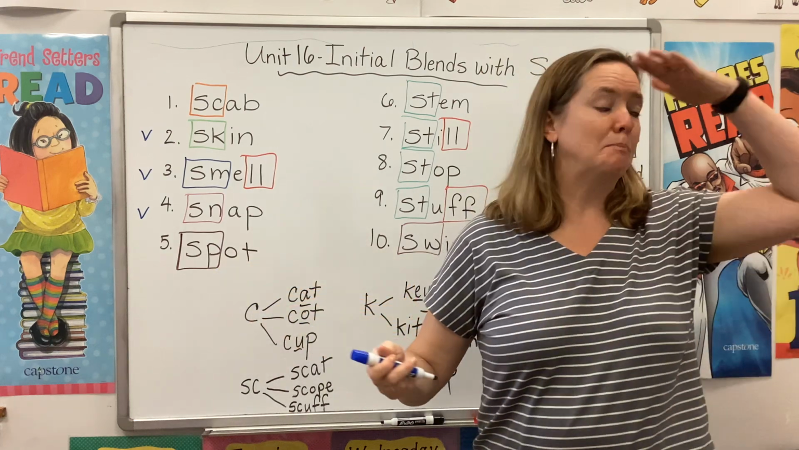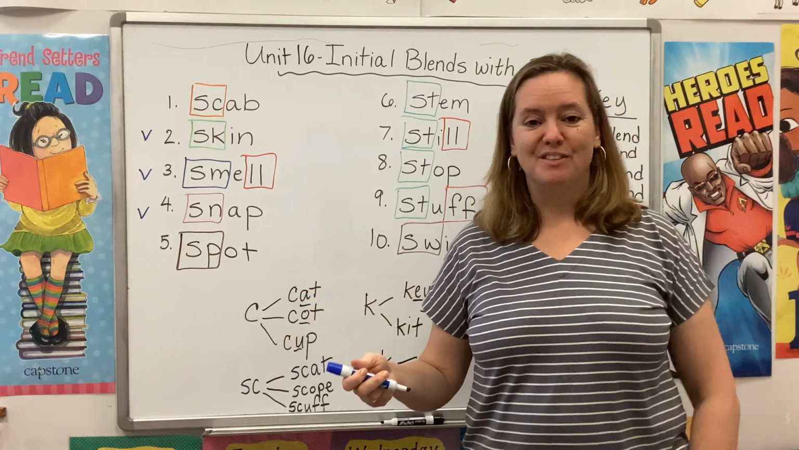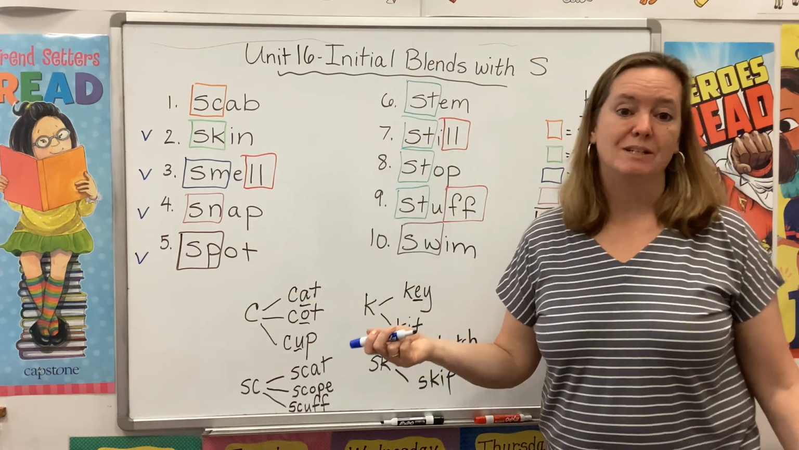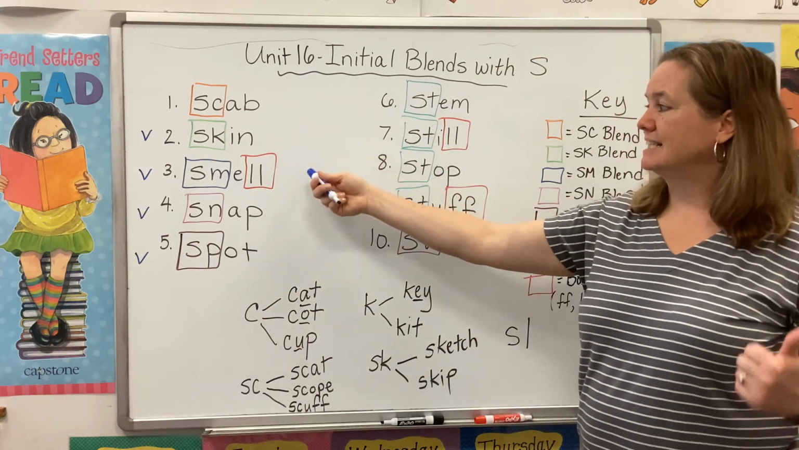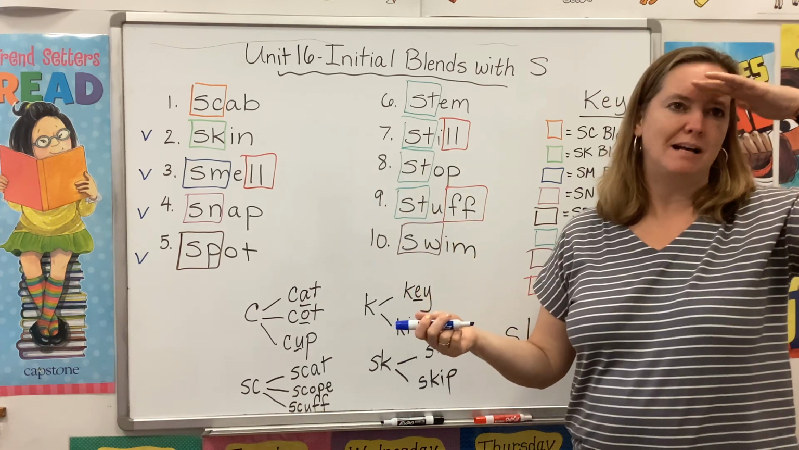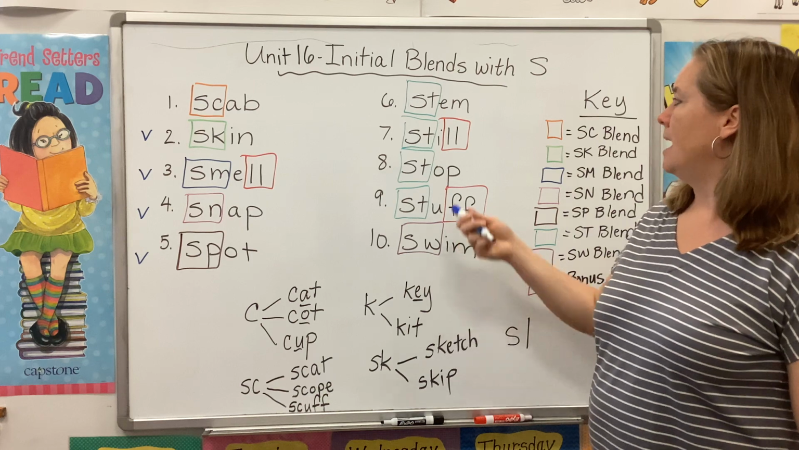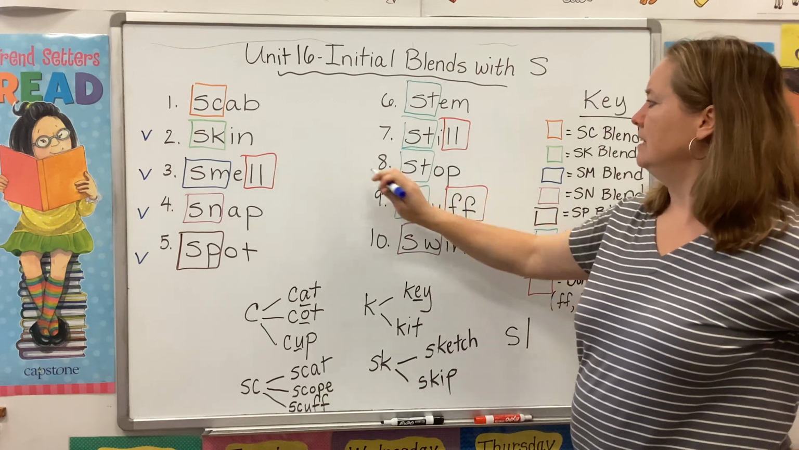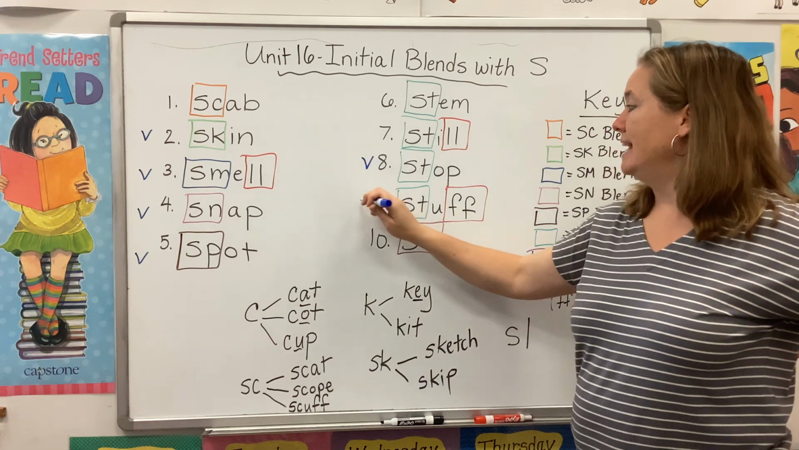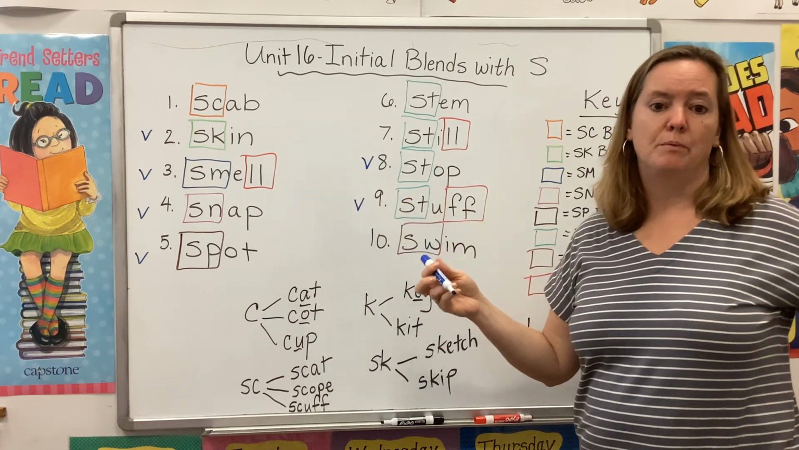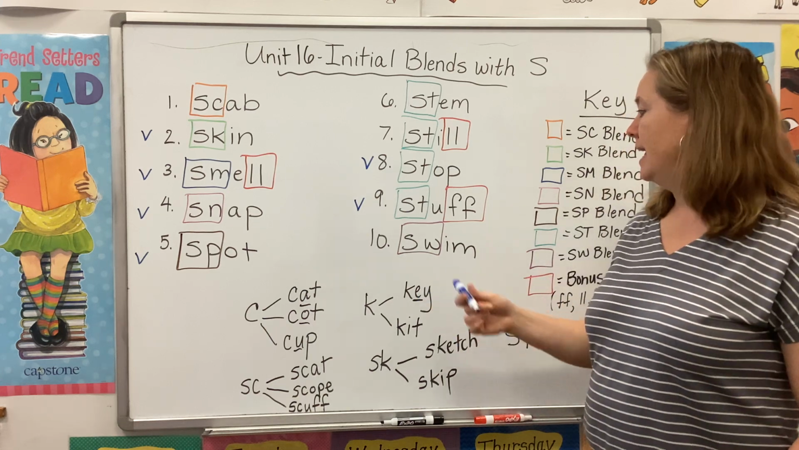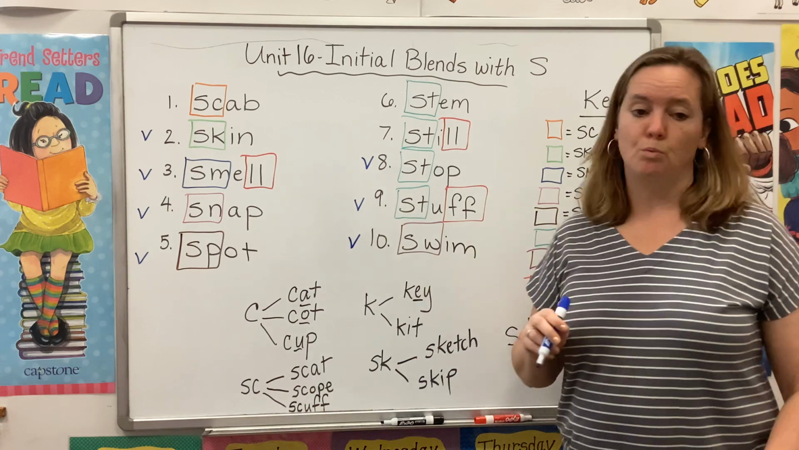We can spot an owl in the trees. Yes, spot is also a noun, it's a thing. So we can skin our knees, we can smell with our nose, we can snap our fingers, we can spot something in the trees. We can't really stem or still. We definitely can stop. We can stuff something, like we can stuff our bellies, we can stuff an envelope, stuff a suitcase, and of course we can swim.